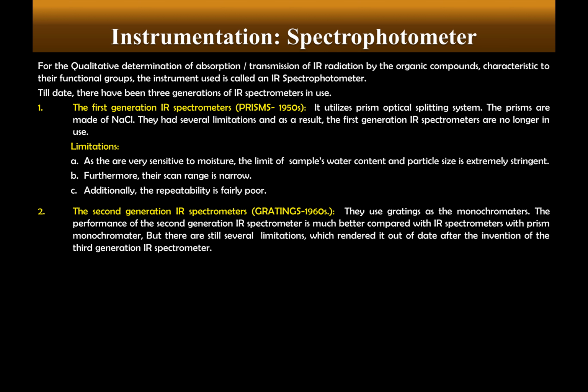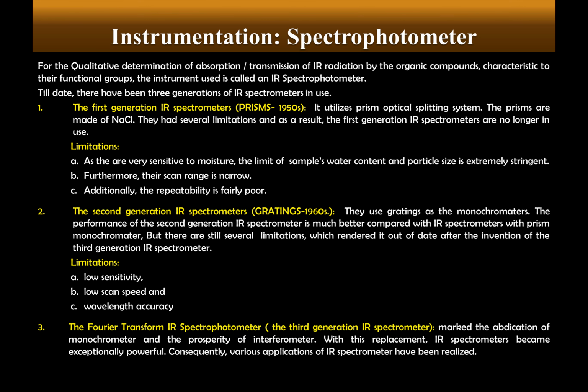These were used as monochromators, and the performance of the second generation IR spectrophotometers was much better compared with the prism ones. But they still had several limitations, and they have also been rendered outdated after the invention of the third generation IR spectrophotometer, which is very, very accurate, very reproducible, and very robust. Limitations were, again, they had the problem of low sensitivity, and they had a low scan speed, and wavelength accuracy was also very low.